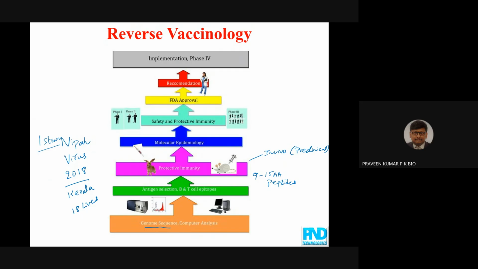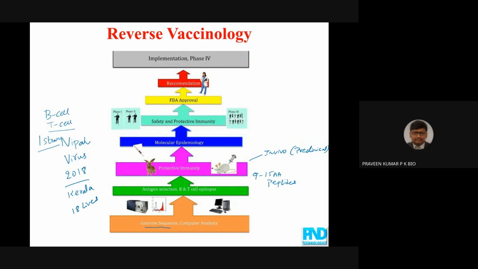For the Nipah virus, I worked on both B cell epitope and T cell epitope, but for the B cell epitope the papers are already published, so I tried to publish the T cell epitope. Molecular epidemiology: now we understand that in Kerala alone we found this infection in that particular year, and now it has been totally abolished. We don't find any patients with this infection.